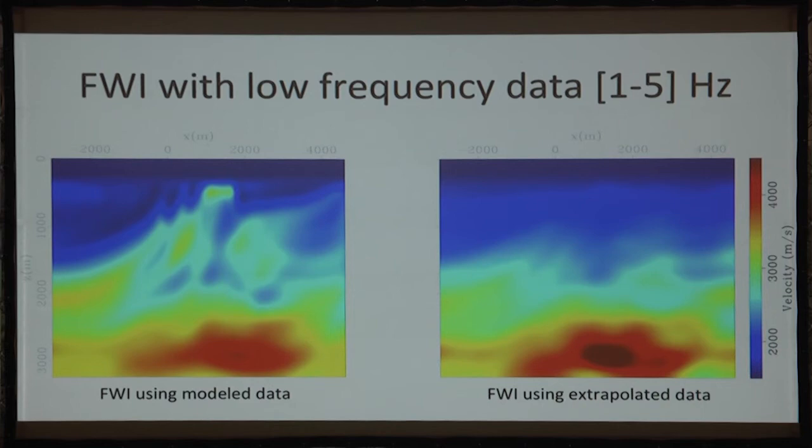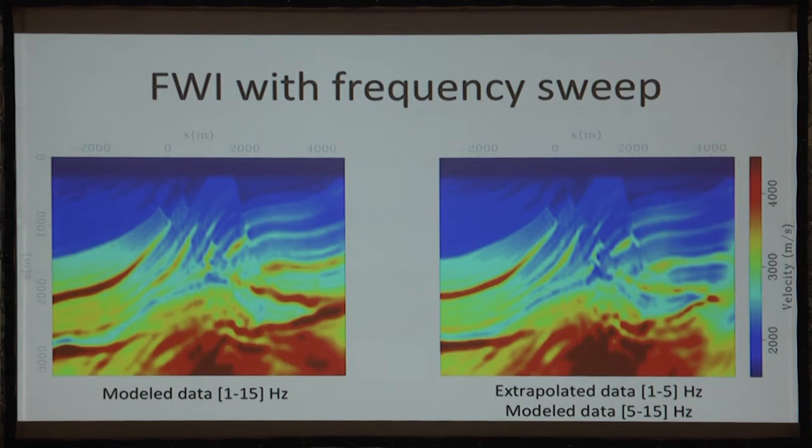Now if we start from these models and run full waveform inversion using data above 5 hertz, these are the comparison. This is the result using modeled data. This is the result using the extrapolated data. I think above 2 kilometers, we are resolving a very good velocity model. But down deep here, because of all these dipping reflectors and the limited offsets we have in the data, we are not doing a very good job in terms of resolving these deep structures. But this is quite encouraging because we've already been able to update the low wavenumber components in the model.